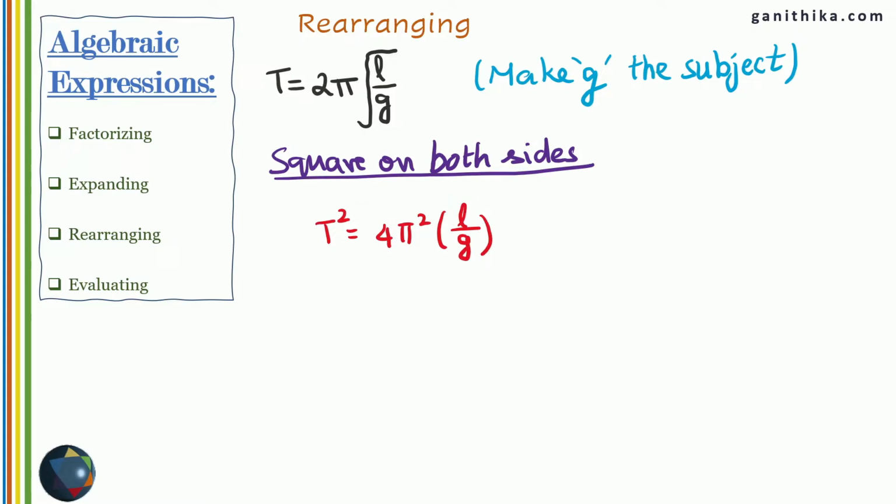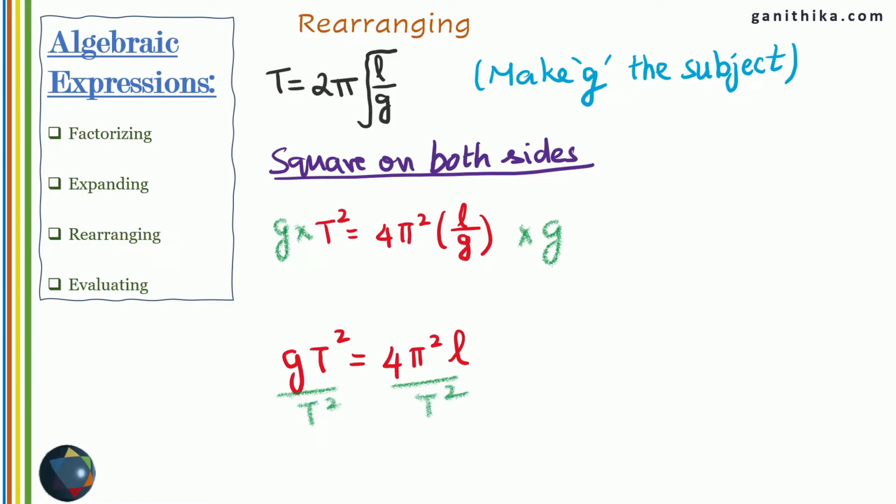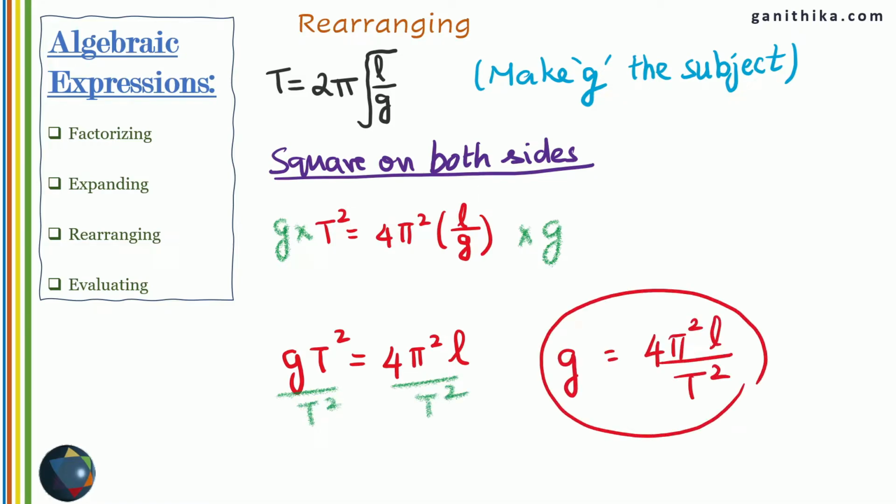Now I need to get rid of the G in the denominator. For that, I'll multiply both sides by G, so that I'll get this expression. Now I don't want T square with G, so I'll divide by T square. Now I can see that G is isolated. So G is equal to 4 pi square L over T square. In the beginning, T was the subject of the formula. Now we have made G the subject of the formula. That is what we do by rearranging the terms.